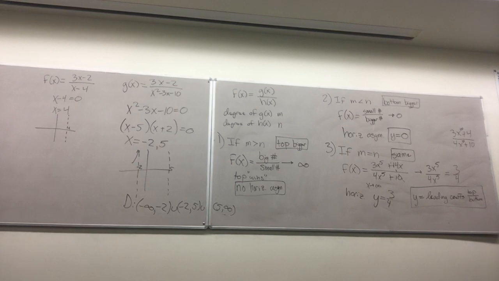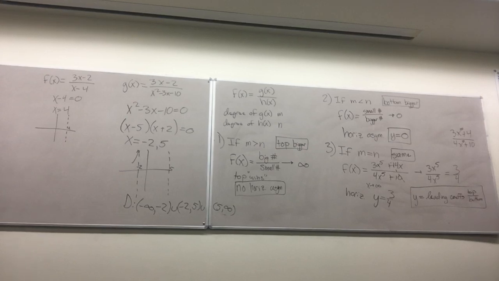So then what about horizontal? Which is bigger? The bottom degree is bigger because we have a squared. So bottom bigger means y equals 0. That's it. That's all you have to do. So the horizontal, because the bottom is bigger, you get y equals 0.